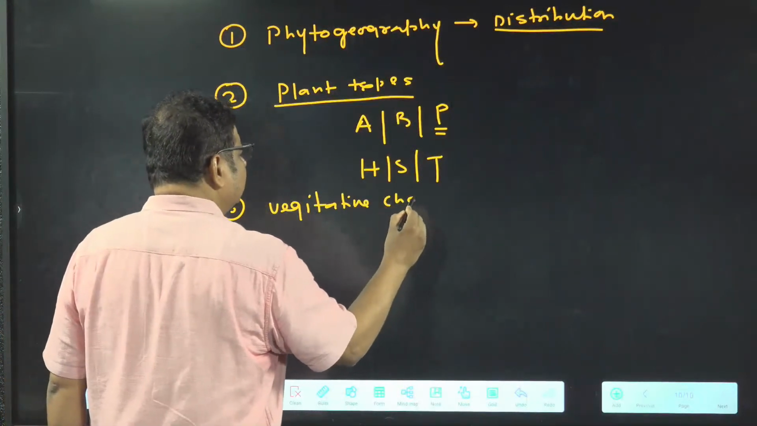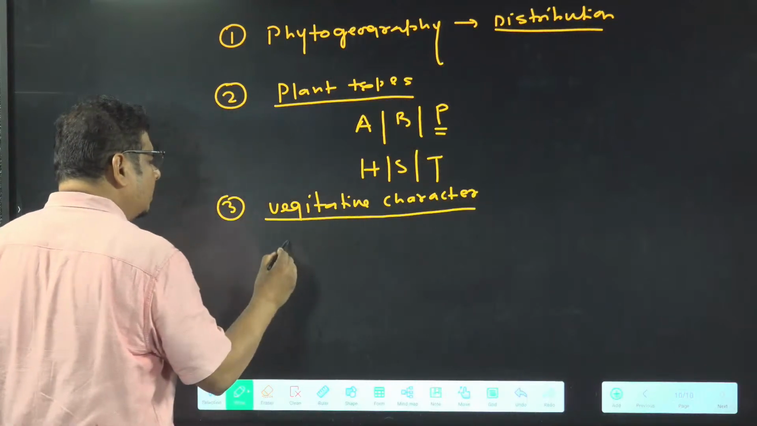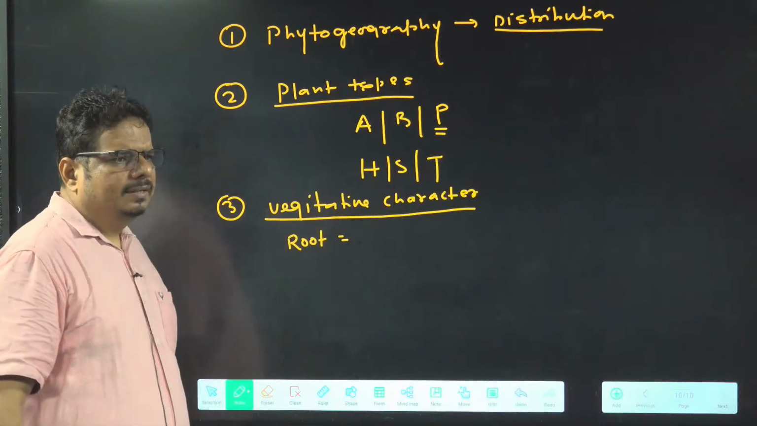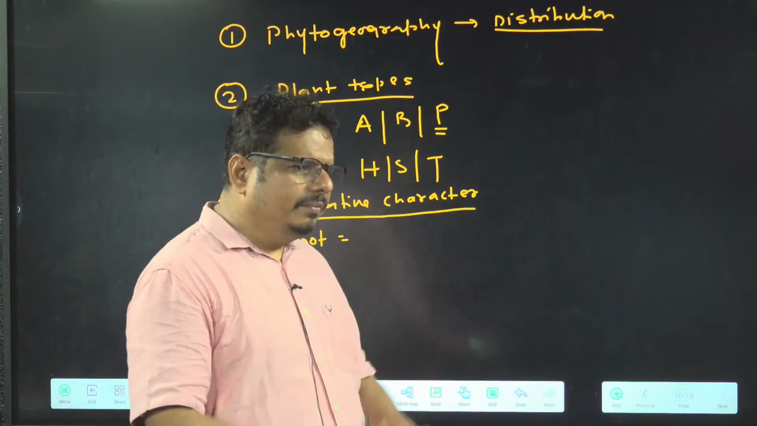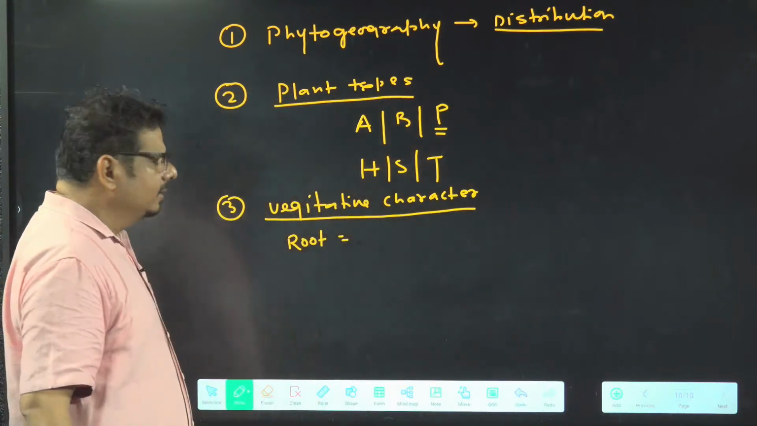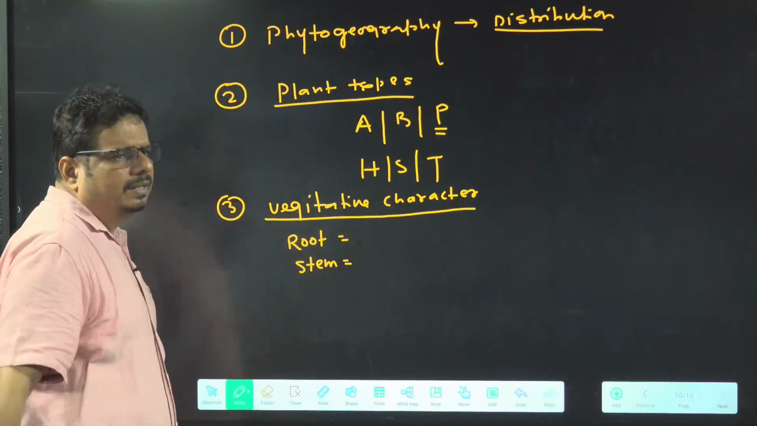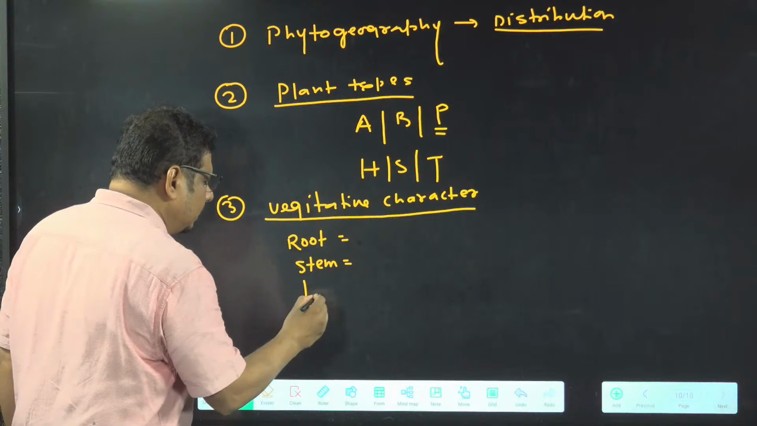Then we will come to the third thing in the description, the vegetative character. So vegetative character, we deal with it systematically. We start with the root. You have to say which type of root is there, and what kind of modification, if any is present. Then you have to say about the stem. Same here, which type of stem, and any modification. Then you have to say about the leaves.